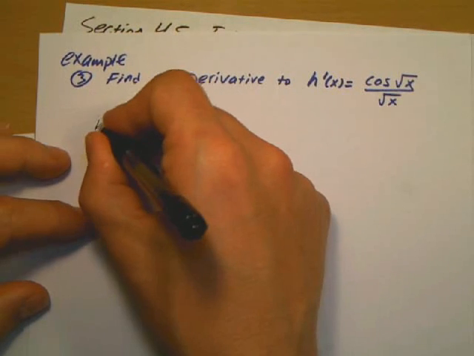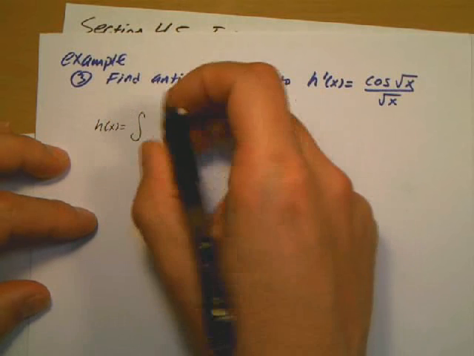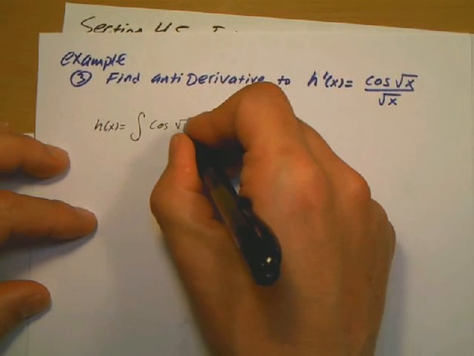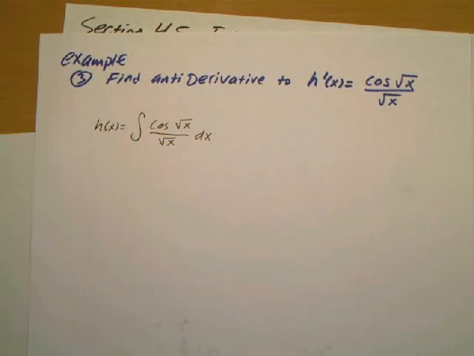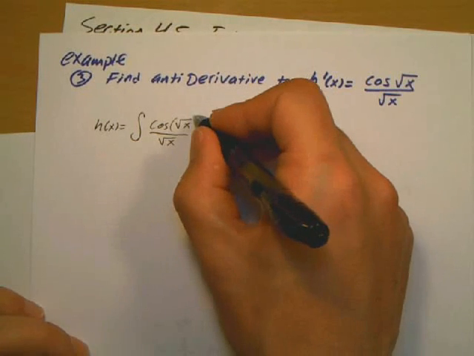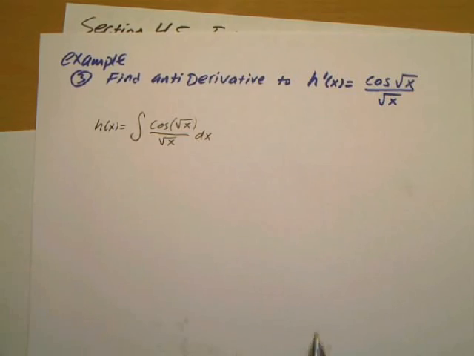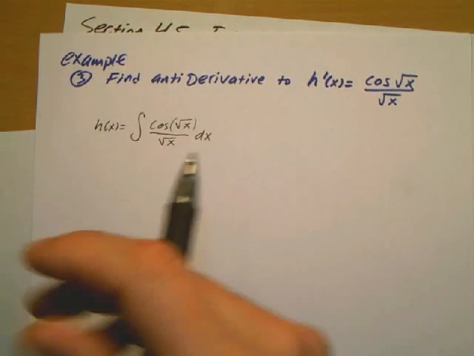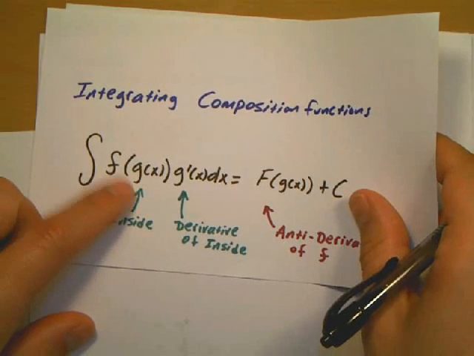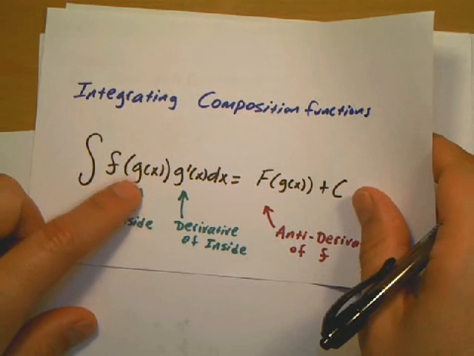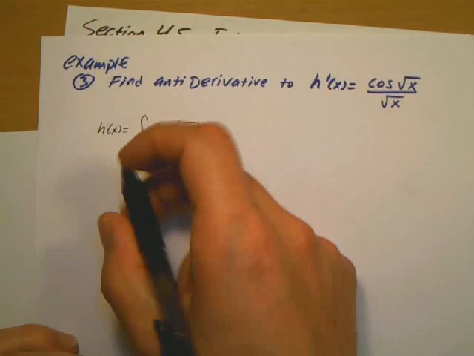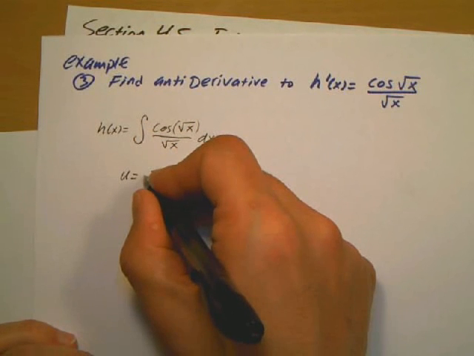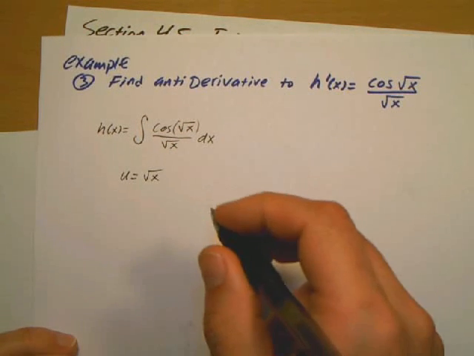Find the antiderivative of this. Finding my antiderivative h of x is going to be integrating cosine of square root of x all over square root of x dx. Now inside the cosine is square root of x, so my initial thing for u subs is you want to let u be the inside part. So we're looking for what the inside is. Inside this cosine, I have square root of x. So I'm going to let u equal square root of x.